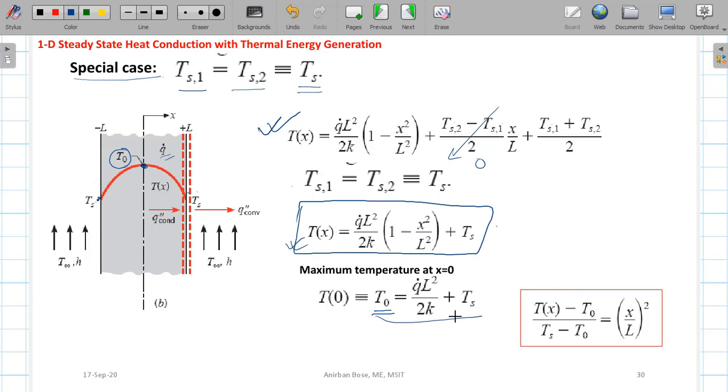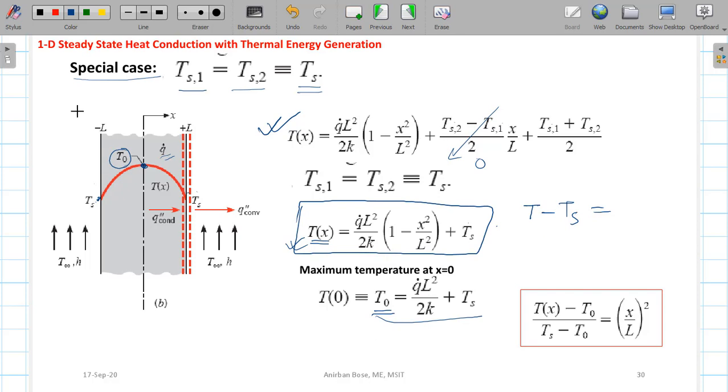expressions are very important, and what we can do now is that from this expression you can write that Tx, that is at any x, what is the temperature. So T at any x minus Ts, if we write, so if you just take Ts in the left hand side, then it will become this quantity, that is Q dot L square by 2K into 1 minus x square by L square.